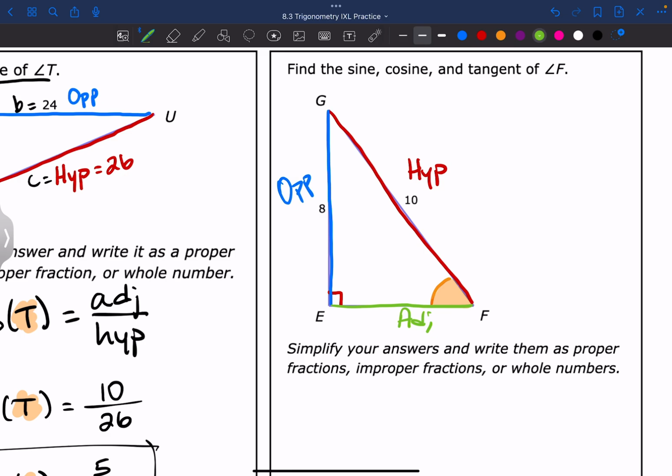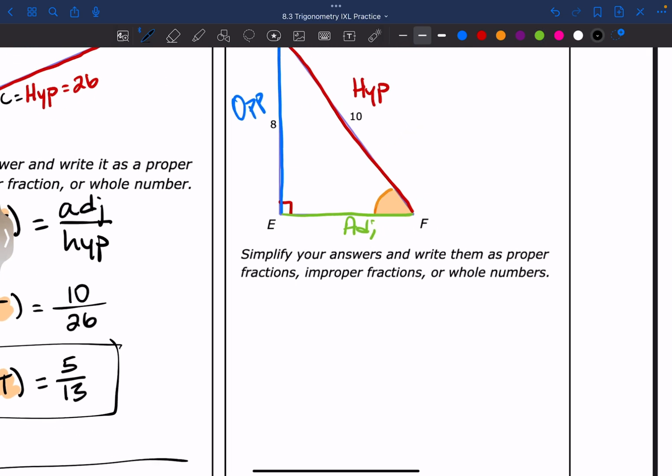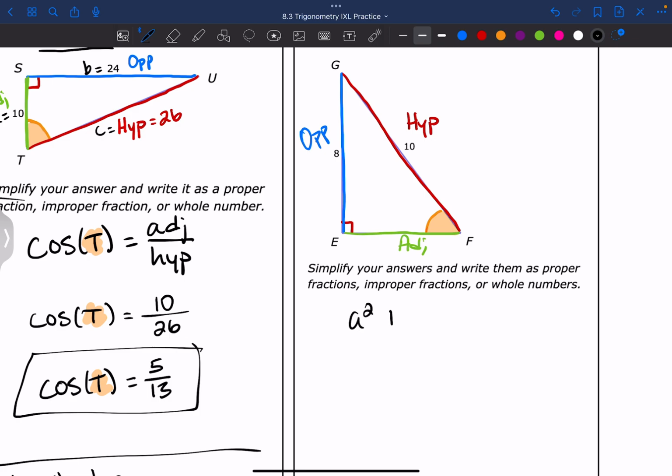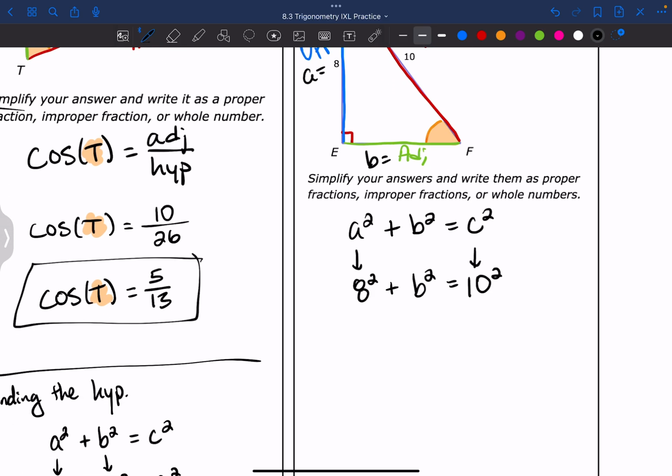And unfortunately, we do not have the adjacent. It is required for us to do sine, cosine, and tangent. So let's quickly find that using the Pythagorean theorem. A squared plus B squared equals C squared. Hypotenuse is always C. I can label this one A, and I'll label this one B. So I'm looking for B. I know what A is. A is 8 squared plus B squared, what I'm looking for. And C, the hypotenuse, is 10 squared. So I substituted my values. Again, I'm just using the Pythagorean theorem to find the missing value.